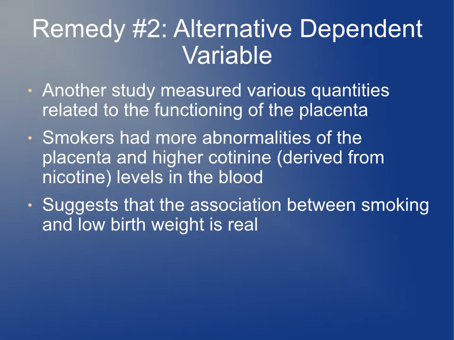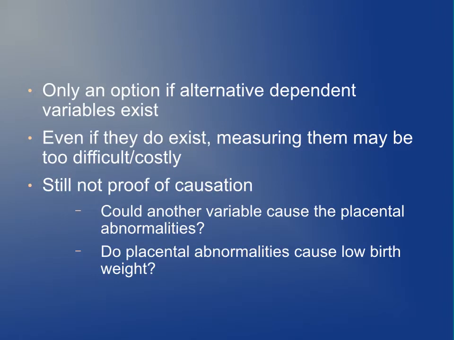Another way that you can try to tackle the problem is to look at an alternative dependent variable or an alternative outcome. For instance, another follow-up study for this tobacco study measured various things related to the functioning of the placenta. They found that smokers had more abnormalities of the placenta and higher cotinine levels, which is derived from nicotine, in the blood, indicating once again that the association between smoking and low birth weight is real, because you wouldn't expect to see both placental abnormalities and low birth weight in smokers just due to chance.